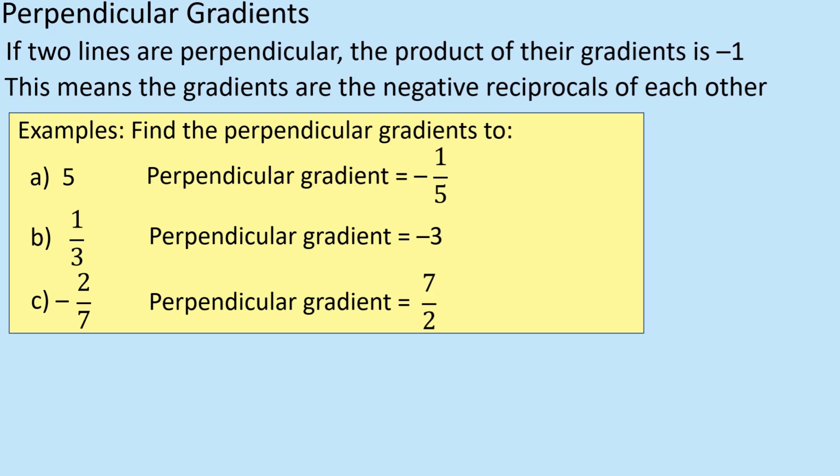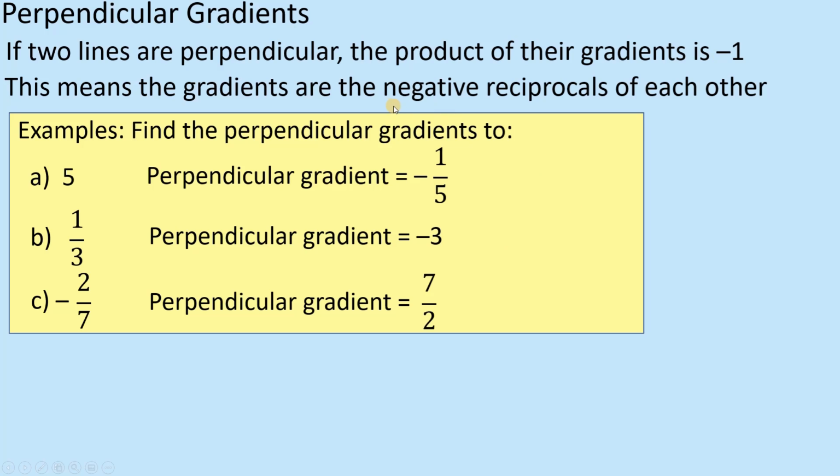It's with the idea of thinking, if I multiply the two together, I'd get -1. If I multiply the 5 by -1/5, I get -1. If I multiply 1/3 by -3, I get -1. If I multiply -2/7 by 7/2, I get -1. So that's what the line up there is talking about, the product of the gradients being -1.